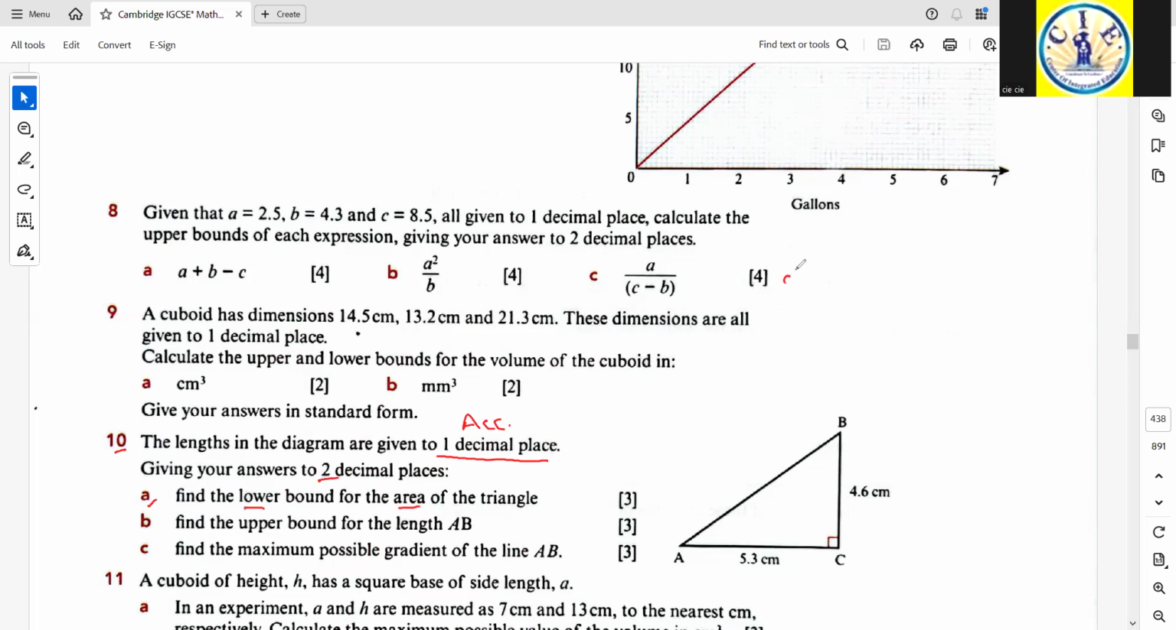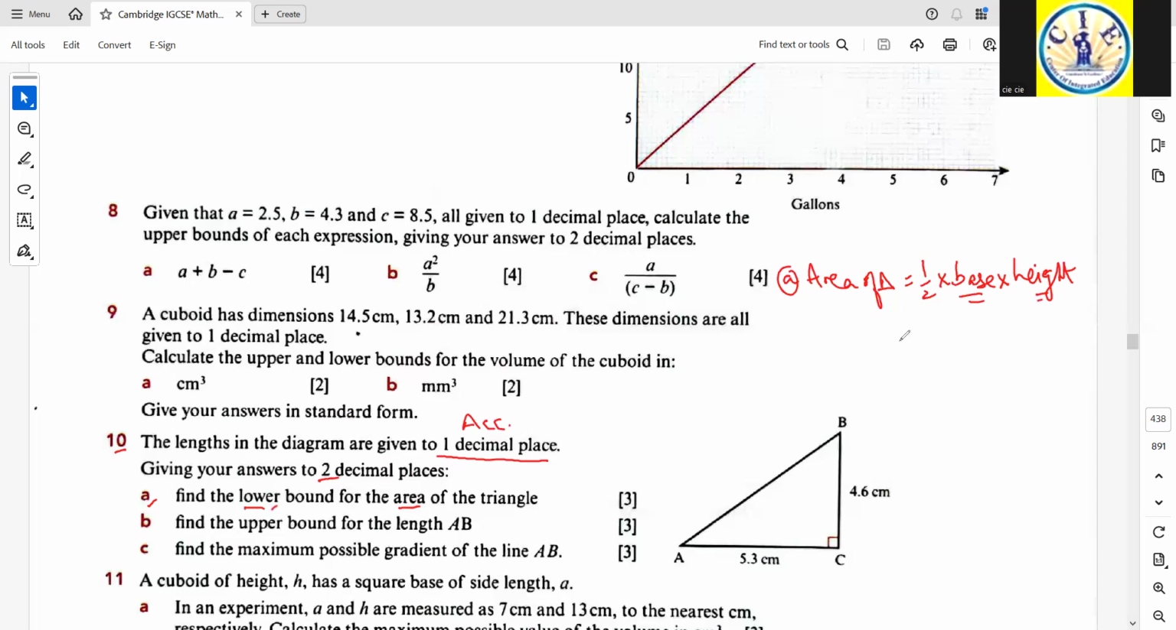We know that the area of the triangle is given by the formula half times base times height. So there is a multiplication of the base and the height, and we need to have their lower bounds.